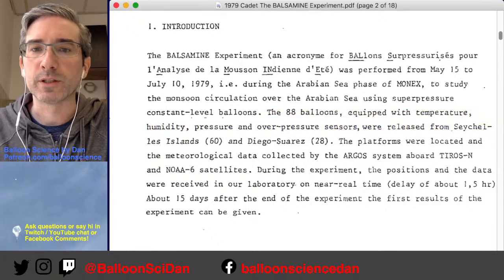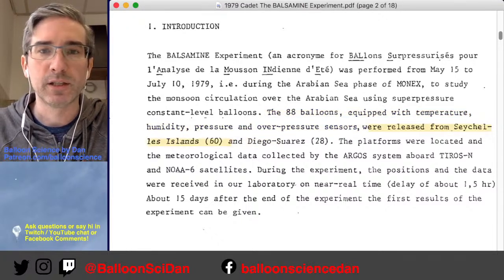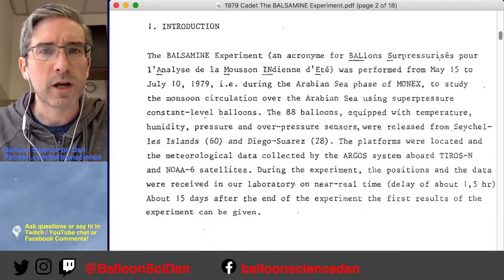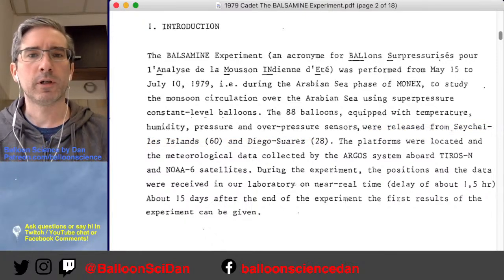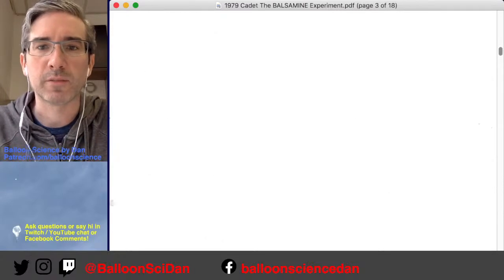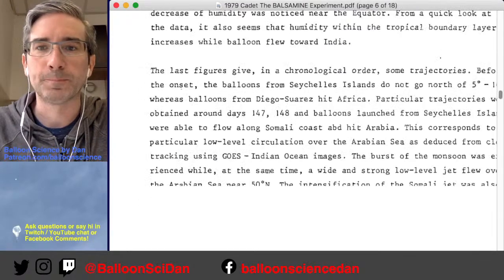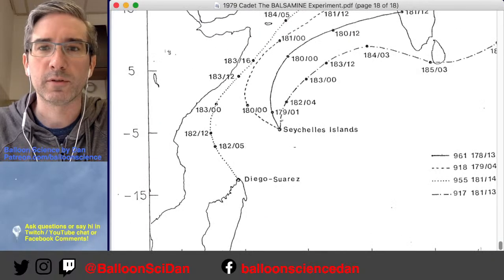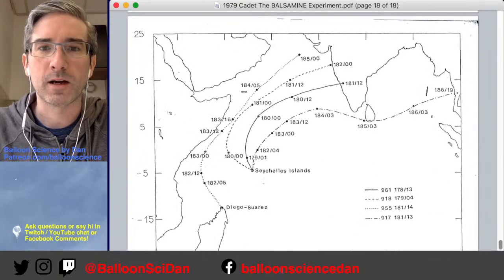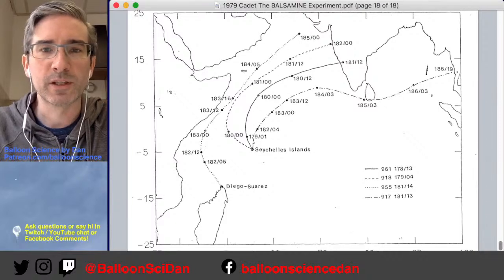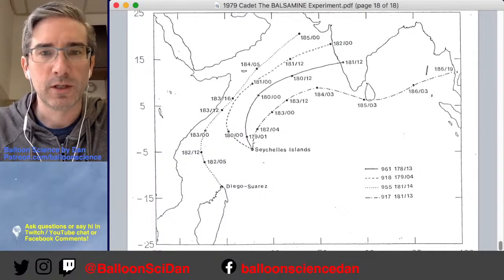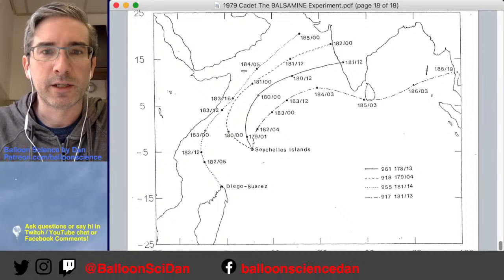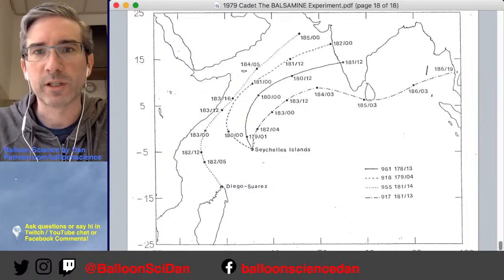So they were released from the Seychelles Islands and Diego Suarez. I don't exactly know where those are, but we will see in a later map. Let's see if we can just find it. There's a map towards the end of where this all happened. So we see they were launched from Seychelles and Diego Suarez in Madagascar. So we see India up here.